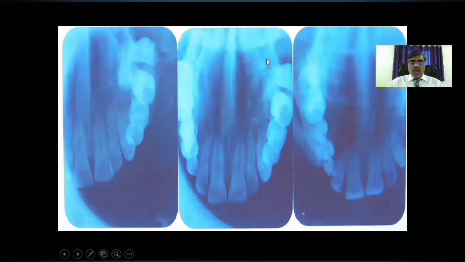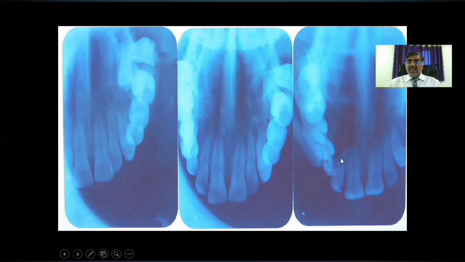Now, after the enucleation of the tooth and the cyst, the cyst has recurred for the second time. On this second recurrence, you can notice there is a unilocular radiolucency and a developing canine. So this looks like an enlarged follicle. This was histopathologically proved as keratocyst. So the second time also, the recurrence was removed, enucleated.